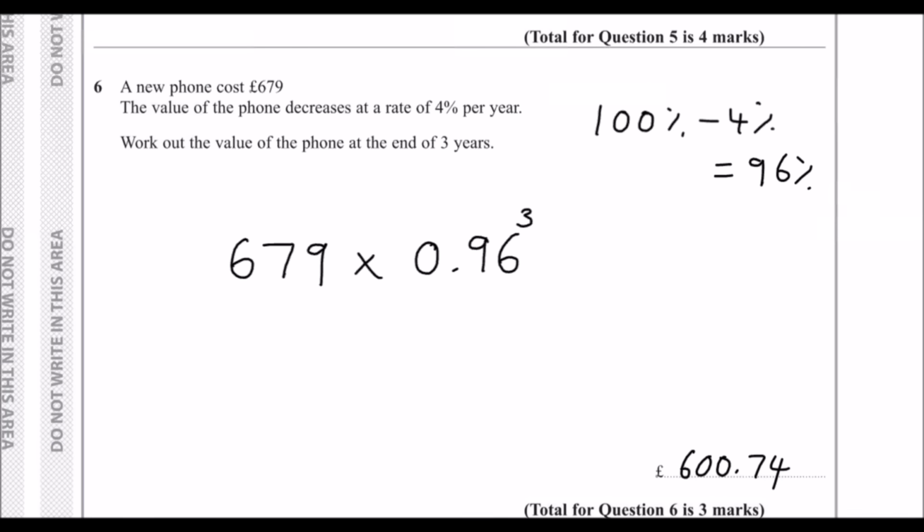So €27 for 18 litres. Let's change 27 euros into pounds. So each euro is 85p. So 27 lots of 85p is £22.95. So it's £22.95 for 18 litres.